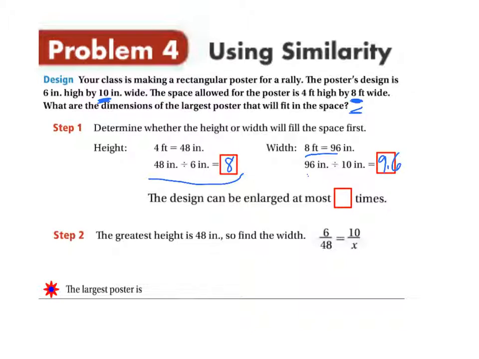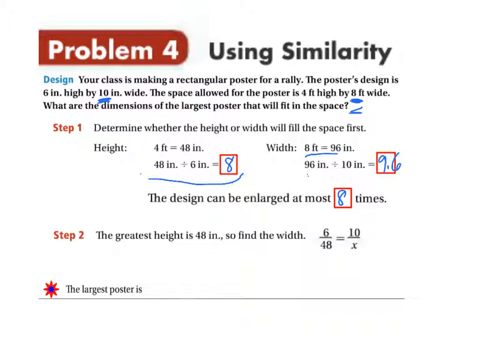But what do you think happens as you make this width 9.6 times bigger? If you make it that much bigger, then the height is going to start to get cut off, because it's not allowed to get that much bigger before it fills up the space. It only is allowed to get 8 times bigger. So you're always going to pick the smaller of the two numbers so that your poster doesn't get cut off. So we can go 8 times bigger.